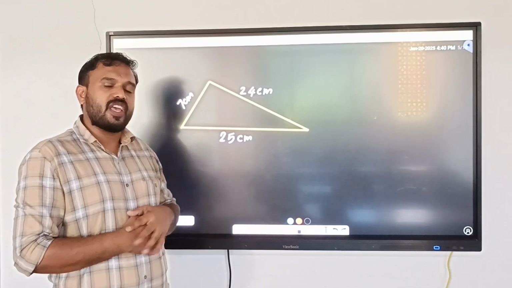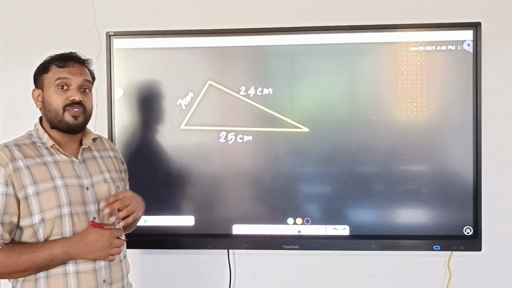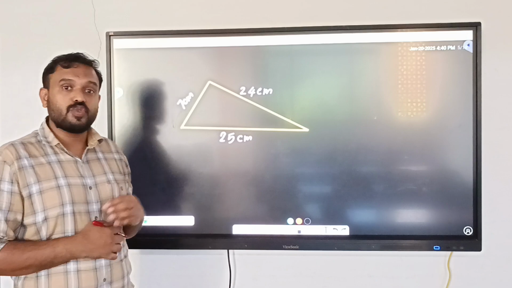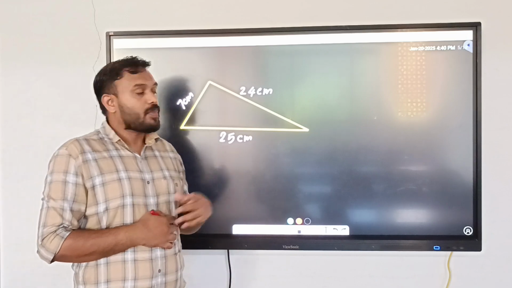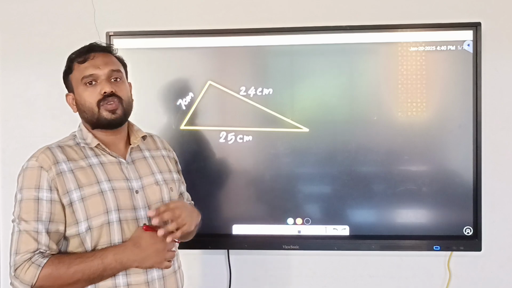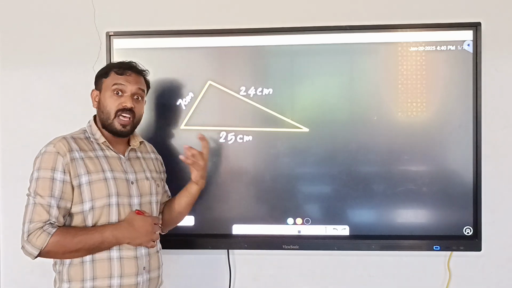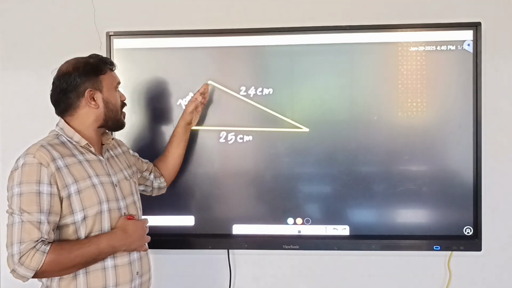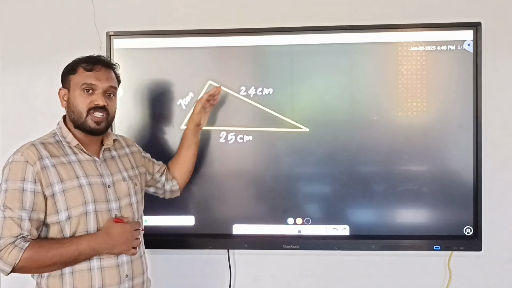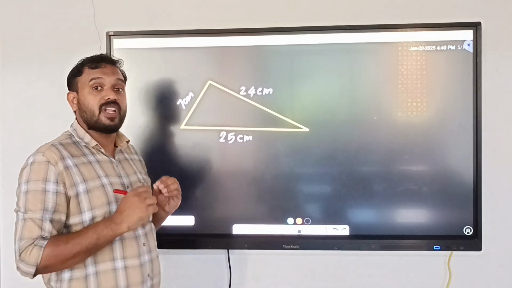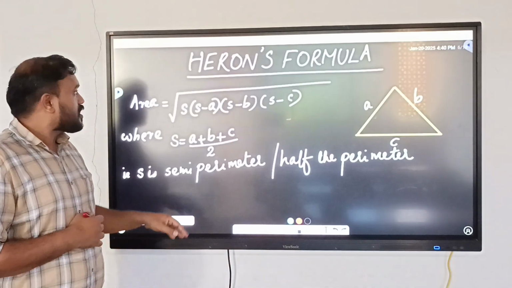To find the area of this triangle, a famous Greek mathematician Heron introduced a formula by using the three sides of a triangle. So, today we are discussing Heron's formula. He introduced a formula which consists of three sides of a triangle, that is called Heron's formula. Then, what is Heron's formula?